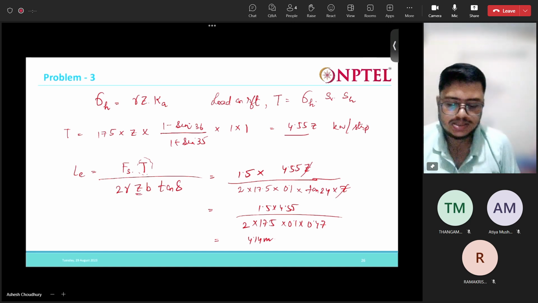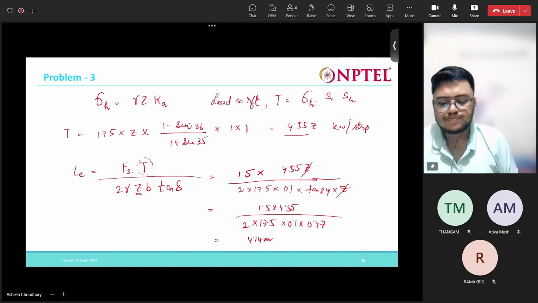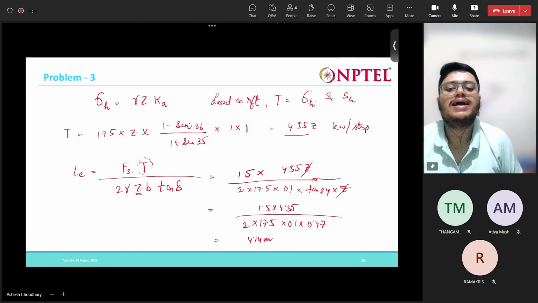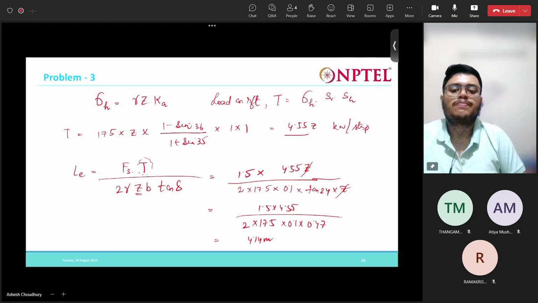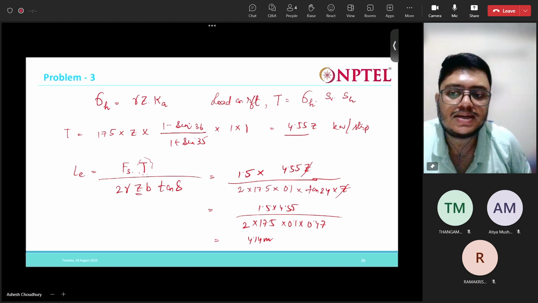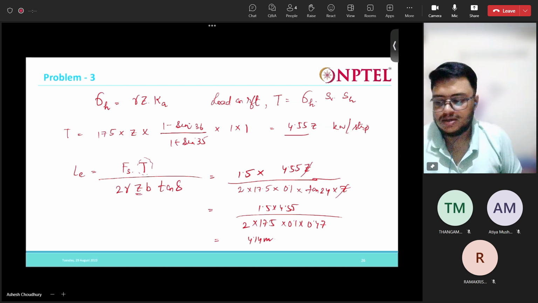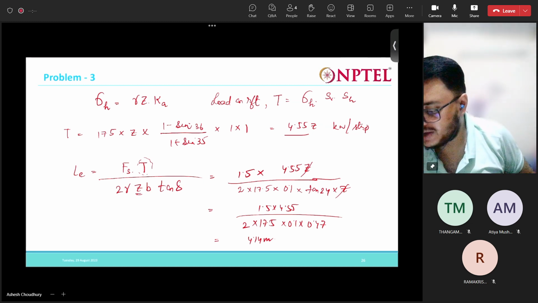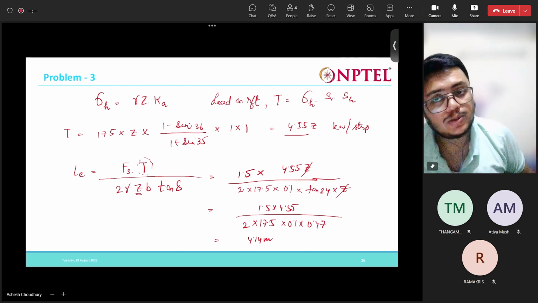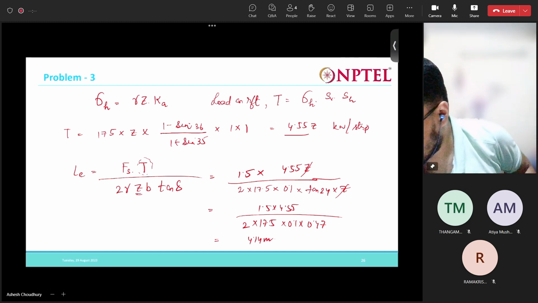So now you are seeing that this LE is irrespective of its height. It is not dependent on Z. This LE is independent of the height Z. So 4.14 meter is a fixed LE, which is constant with the depth.